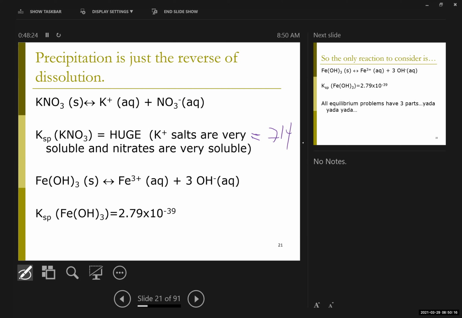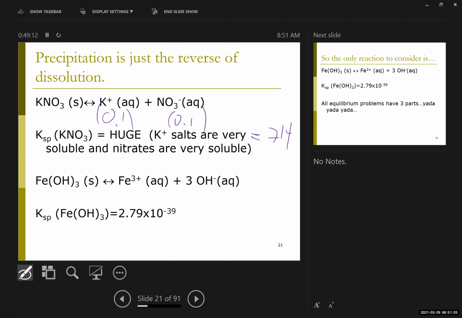Now, again, it is theoretically possible that the potassium nitrate could precipitate. It's theoretically possible that the iron 3 hydroxide could precipitate. It's also possible that neither one precipitates. It depends on where my Q is relative to K, right? For the potassium nitrate, my Q, worst case scenario, was 0.1 and 0.1, so my Q is 0.01. It's way less than 714. Meaning potassium nitrate is not at equilibrium, but it's below equilibrium and it can't get to equilibrium. And so I ignore it.